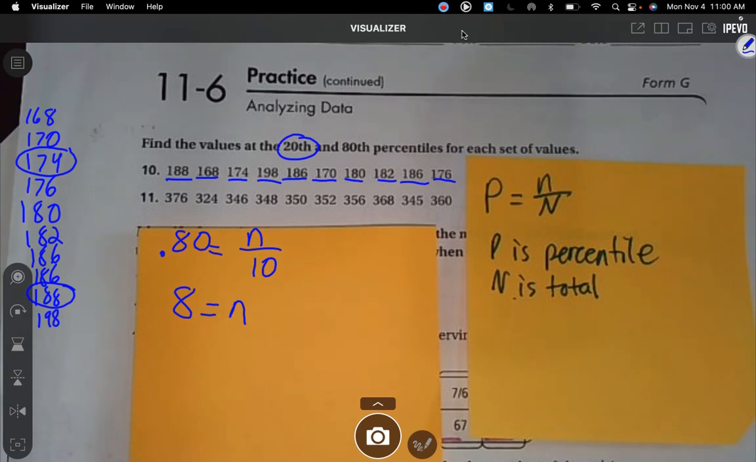That means you are above 80% of the people. Like if you were talking about height or whatever theirs is. I don't know what theirs is talking about. Not height. And I'll see what they got. 188. I can't tell if that's an 8. Yeah, 188.